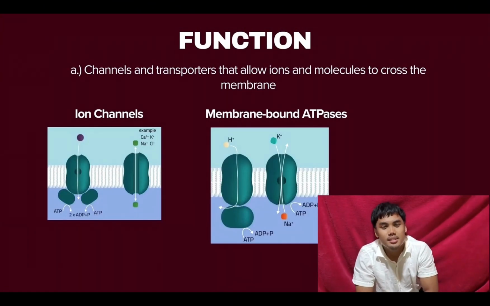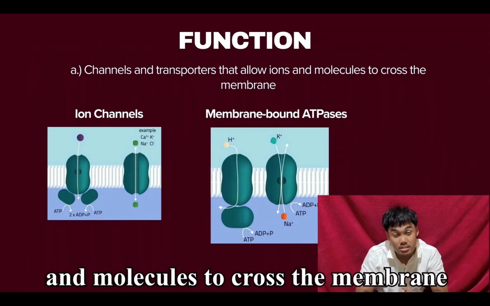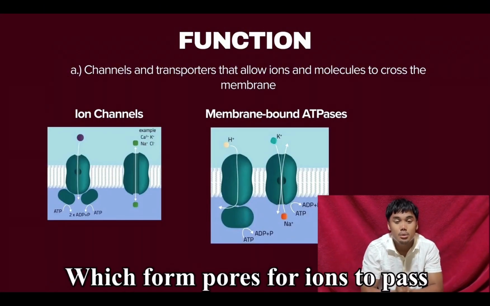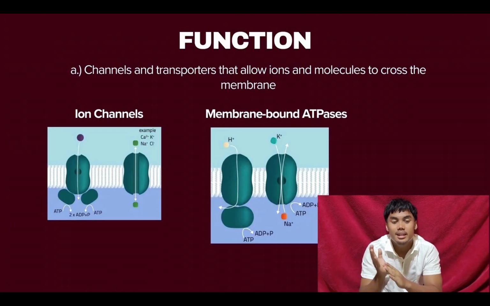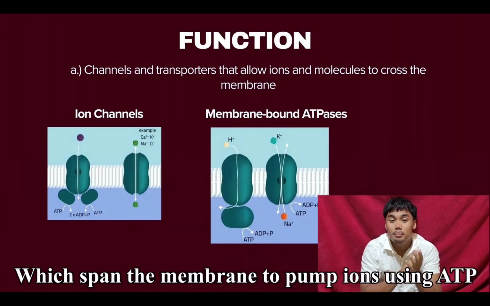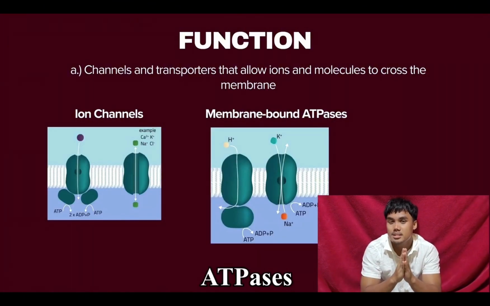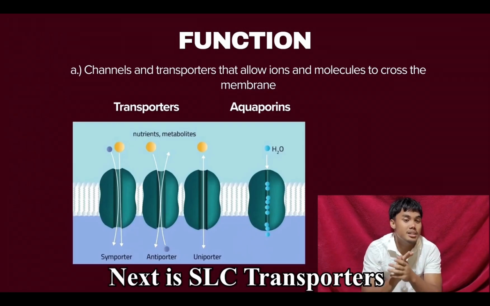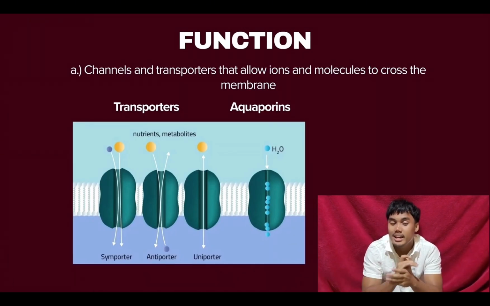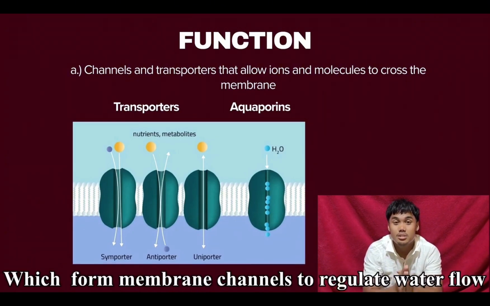Next is function. Functionally, integral proteins serve as channels and transporters that allow ions and molecules to cross the membrane. Examples of these are ion channels, which form pores for ions to pass. Next is membrane-bound ATPases, which span the membrane to pump ions using ATP. Examples of these are sodium and potassium ATPases. Next is SLC transporters, which move solutes like sugars and amino acids across membranes. And lastly, aquaporins, which are water channels, which form membrane channels to regulate water flow.